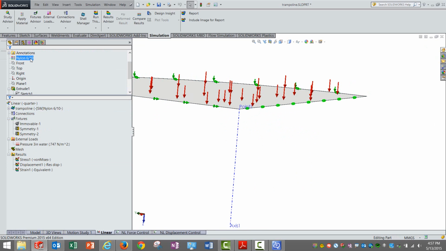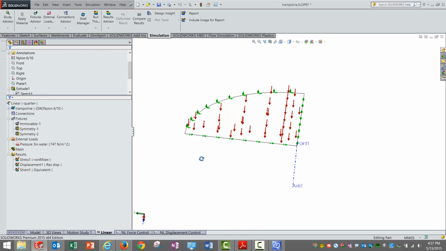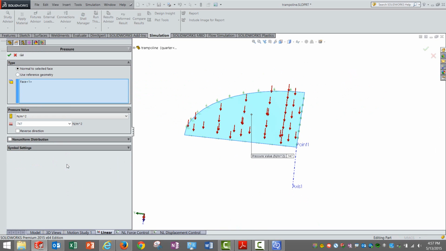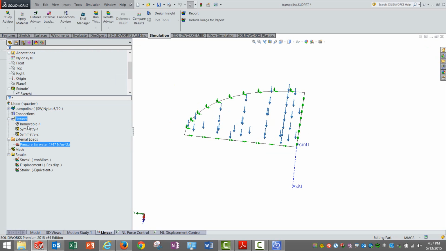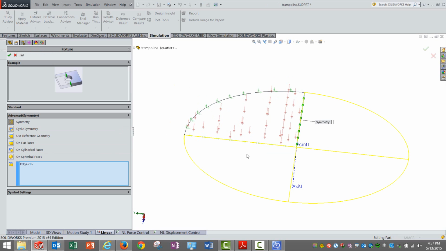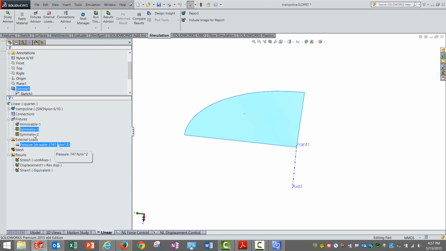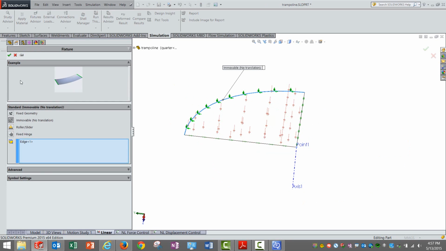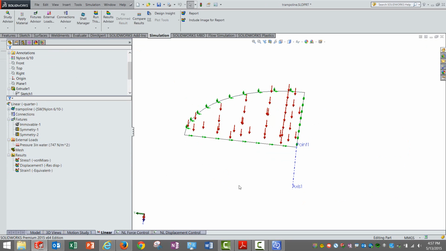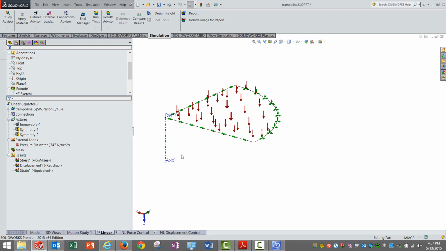The material is nylon 6x10, and let's get into the details. In terms of 3 inches of water, it is represented by pressure, and a value of 747 Newton per meter square is applied on the top of the surface. Symmetry conditions are given at the two edges here. What remains is holding, so it is held at one of the circular edges over here, and I believe this is what the setup is all about.